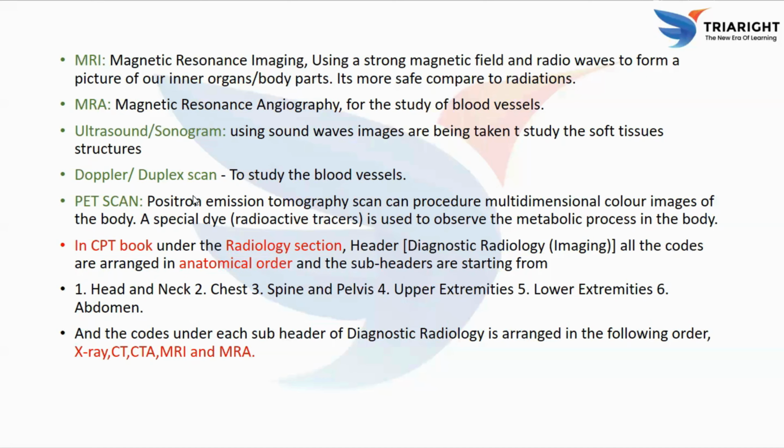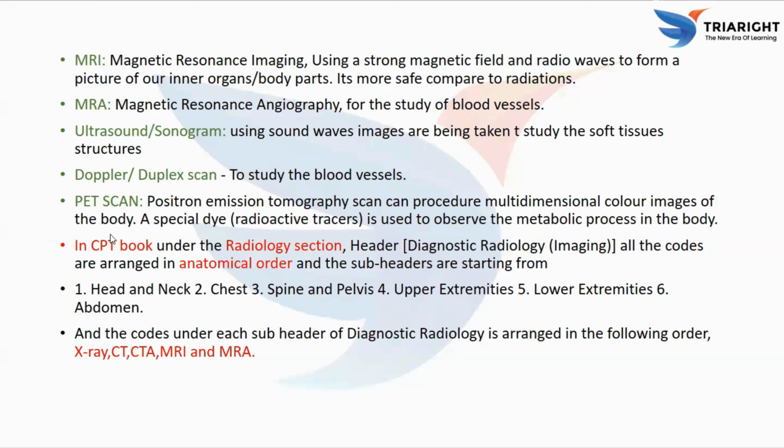Next is Doppler or duplex scan. What is the main purpose of the Doppler or duplex scan? It studies the blood flow, not just structure. It measures the speed and also the direction of the blood flow. What are the common uses of Doppler scan? DVT, deep vein thrombosis, carotid artery disease, peripheral vascular disease. Duplex equals B-mode image plus a Doppler flow.